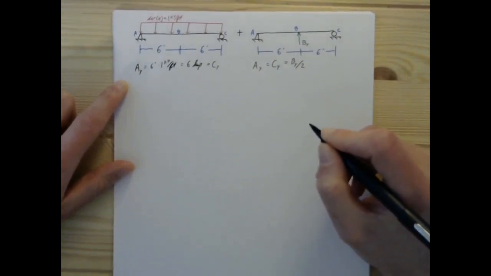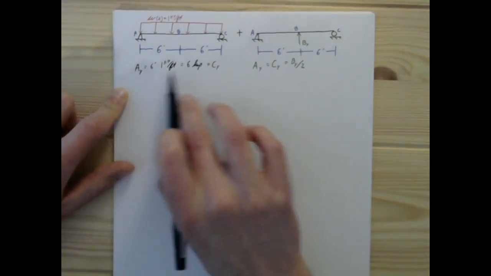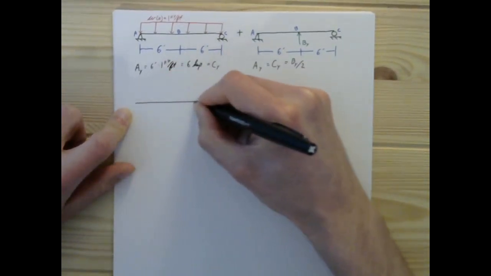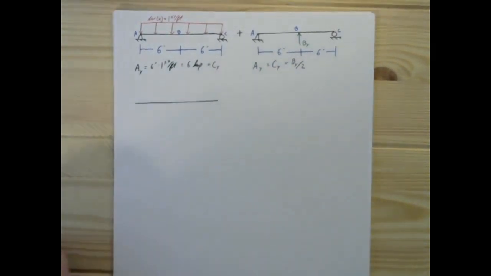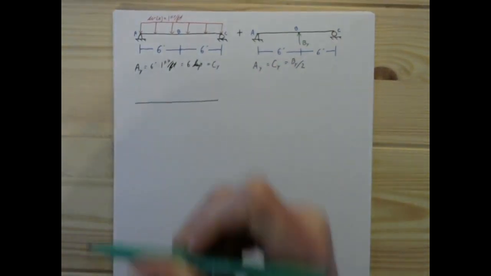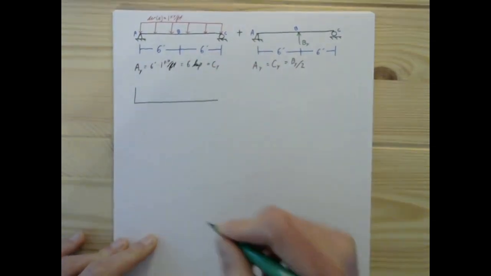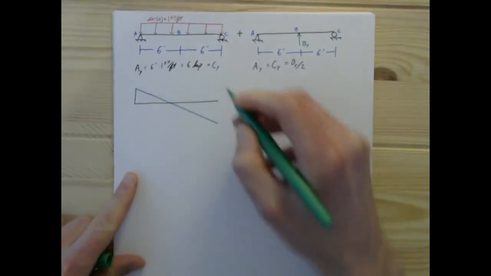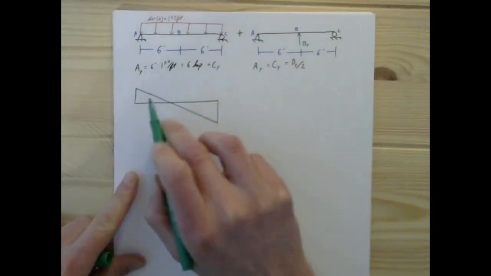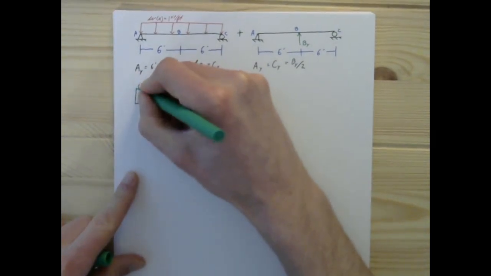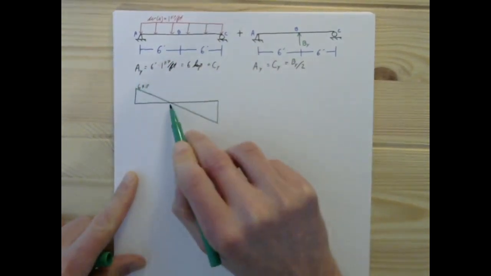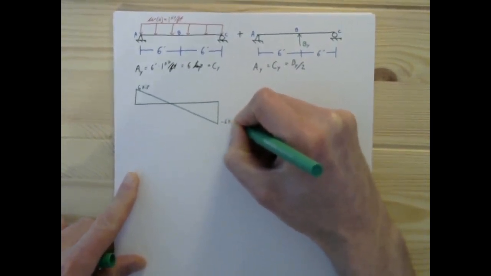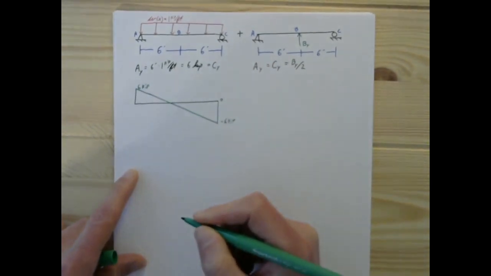divided by 2. So when we look at the shear diagram for this one, let's just go ahead and draw that. We're going to pop up 6 kips. We're going to have a slope of -1. We're going to pass through 0 at point B. That's convenient. And we're going to end up at -6 kips right there, and then pop back up to 0.